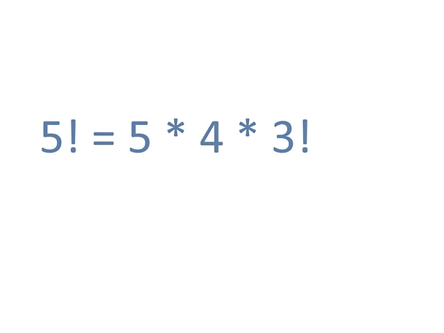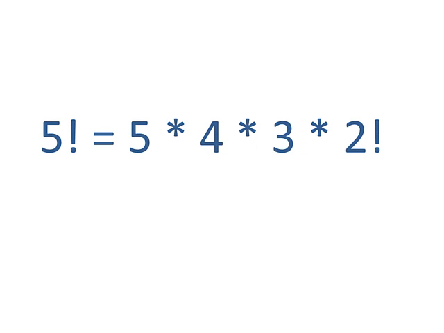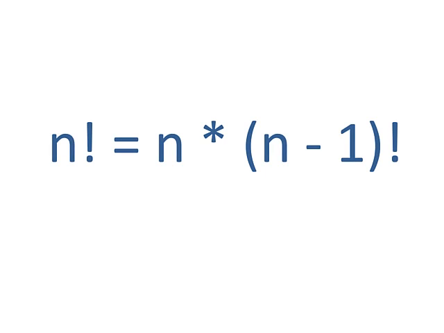Now let's look at that a different way. 5 factorial is actually 5 times 4 factorial. Furthermore, 5 factorial is 5 times 4 times 3 factorial. And another way of stating that is to say 5 factorial is 5 times 4 times 3 times 2 factorial. Let's put that in general terms. N factorial is n times n minus 1 factorial. Let's keep this in mind.